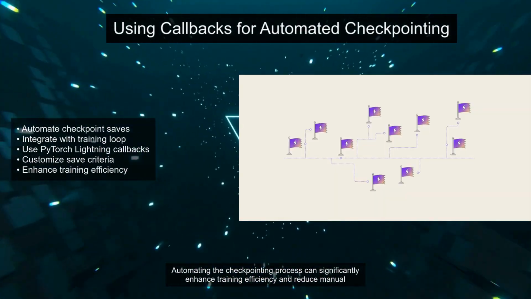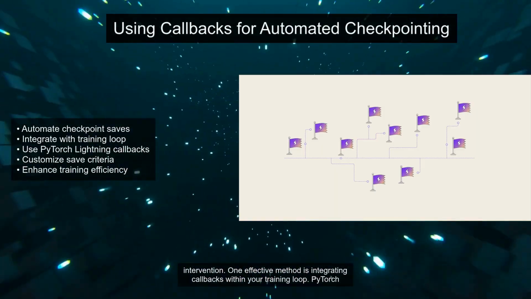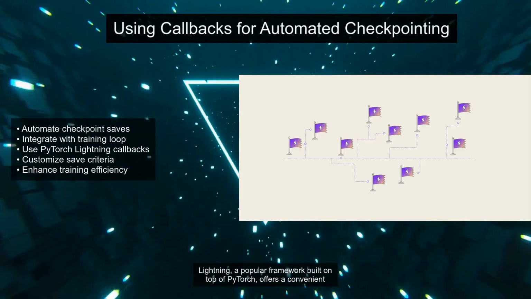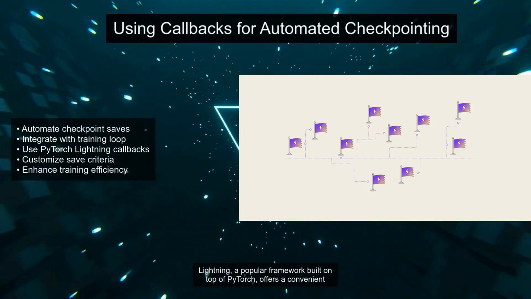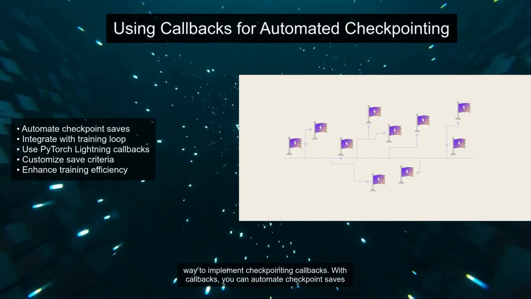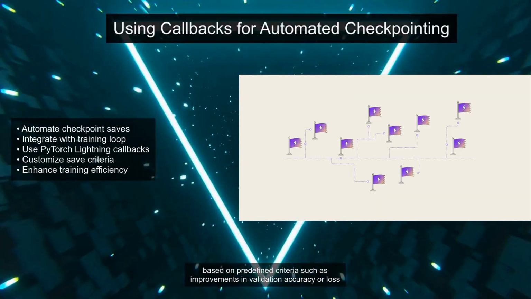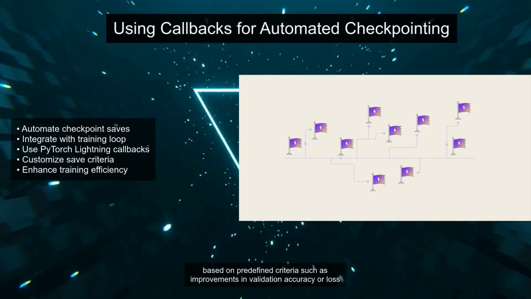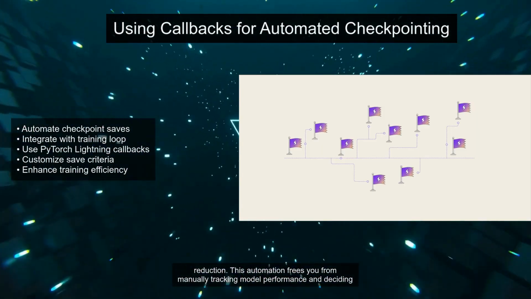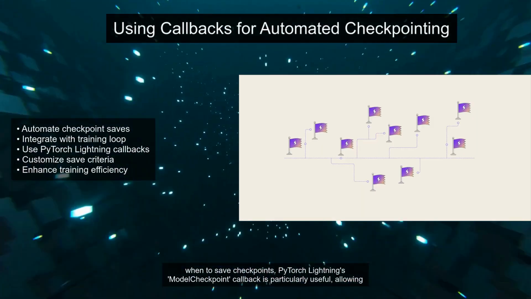Automating the checkpointing process can significantly enhance training efficiency and reduce manual intervention. One effective method is integrating callbacks within your training loop. PyTorch Lightning, a popular framework built on top of PyTorch, offers a convenient way to implement checkpointing callbacks. With callbacks, you can automate checkpoint saves based on predefined criteria such as improvements in validation accuracy or loss reduction. This automation frees you from manually tracking model performance and deciding when to save checkpoints.